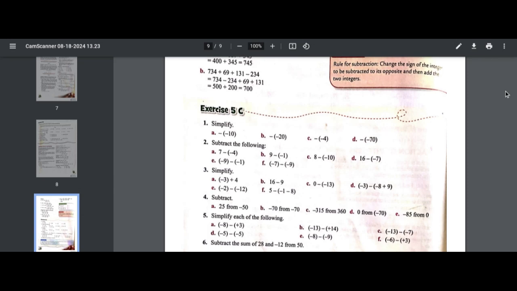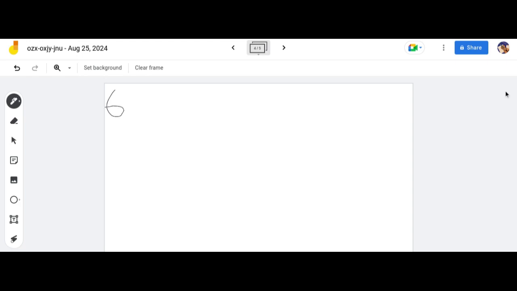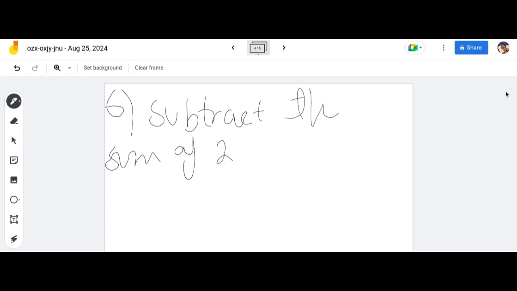Yes, this sixth part is a subtraction question. There are two things in this question; we have to solve two questions. First, they say subtract the sum of 28 and minus 12. It means that we have to add 28 and minus 12. The answer we got will be subtracted from 50. Look here, I am going to write question number 6. The question is about subtract the sum of 28 and minus 12.